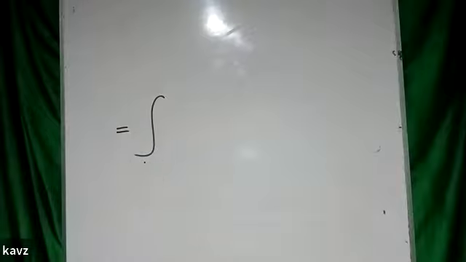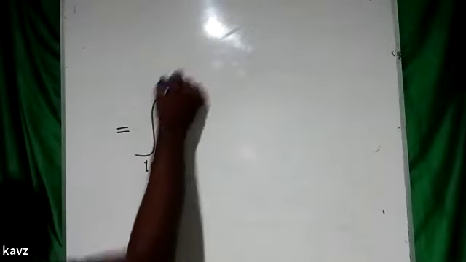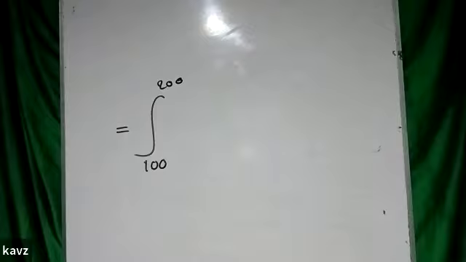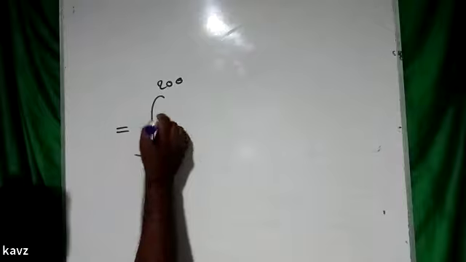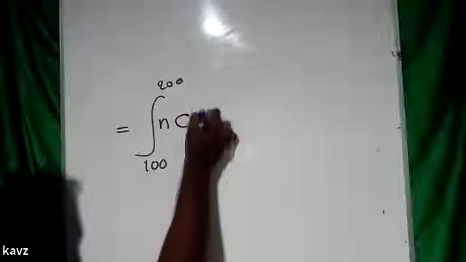Temperature 100 to 200, and Cp. Oh wait, no, it's okay. And it says there are two moles, so you had better put n here, because this Cp equation is given for one mole. It says there are two moles, so you had better put a simple n. Okay, Cp dt.